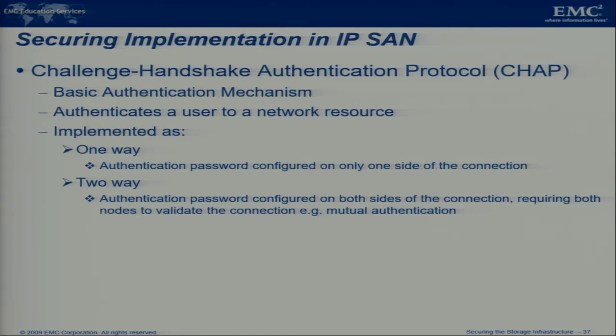One is called one-way CHAP and the other is called two-way CHAP. In one-way CHAP, the authentication is done only on one node, whereas in two-way authentication, the authentication is done on both the nodes, which means both the nodes which are trying to exchange information over the network have to authenticate each other. There is a certain process which is followed. We'll see both one-way CHAP authentication and two-way CHAP authentication.